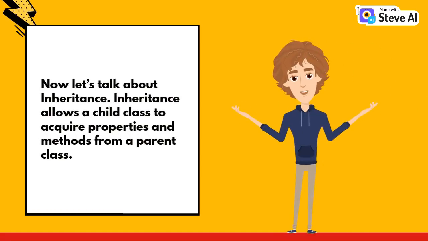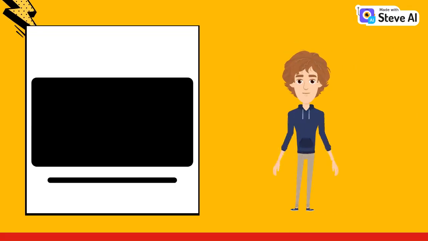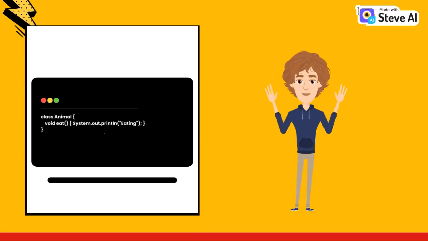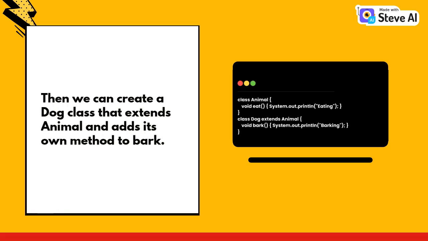Now let's talk about inheritance. Inheritance allows a child class to acquire properties and methods from a parent class. It's similar to a father-son relationship. For example, we can have a parent class called animal that has a method to eat. Then we can create a dog class that extends animal and adds its own method to bark.